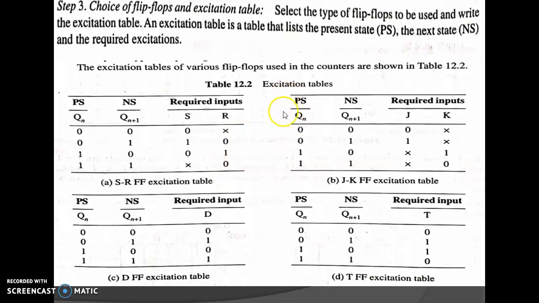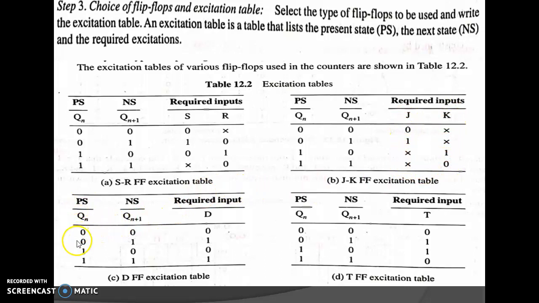Next is JK flip-flop. Present state, next state, both values 0, this time J value 0, K value cross. Present state value 0, next state value 1, this time J value 1, K value cross. Present state value 1, next state value 0, this time J value cross, K value 1. Present state, next state, both value 1, this time J value cross, K value 0.